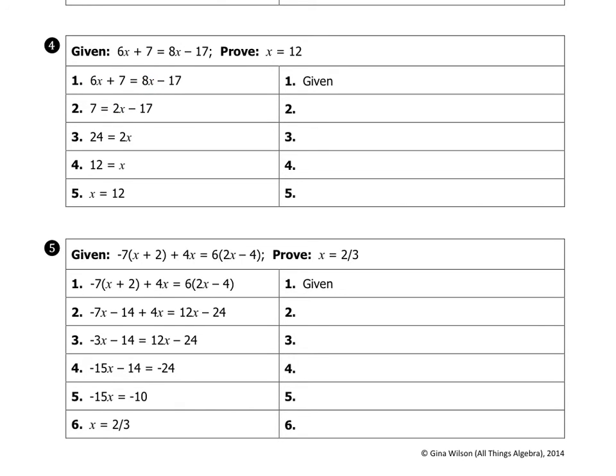So they had to move the 6x to the right, and how do we move it over? We had to subtract 6x from both sides. So our reason would be our subtraction property. And it's our subtraction property of equality. And I'm going to start abbreviating that as well, and you probably will as well.